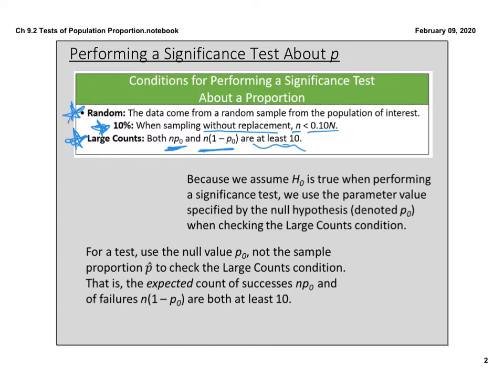For the test, we use the null p-value, which is why it's called p sub 0. So we want to be careful that we are not using p hat. We don't want to use p hat for this. We want to use the null proportion.